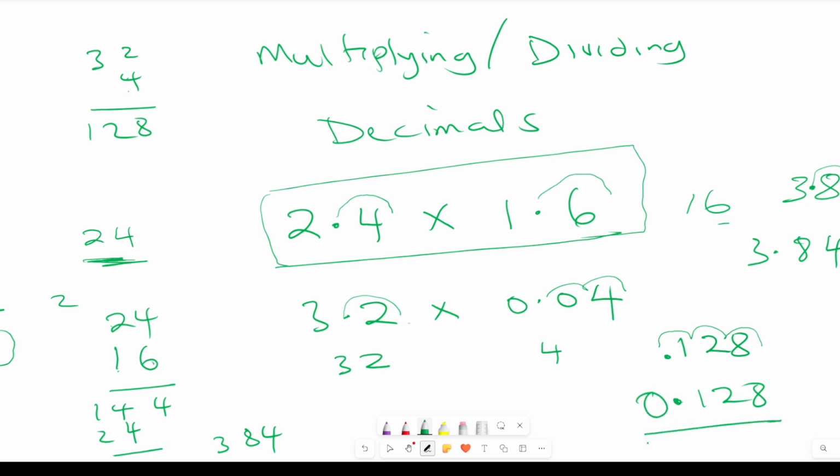So that is how I'm able to multiply 3.2 by 0.04, and I get my 0.128. And that is all. It's the same thing you do with division. Discount the decimal places, do your normal division as you would for whole numbers, and then bring back the decimal places, and that is it.